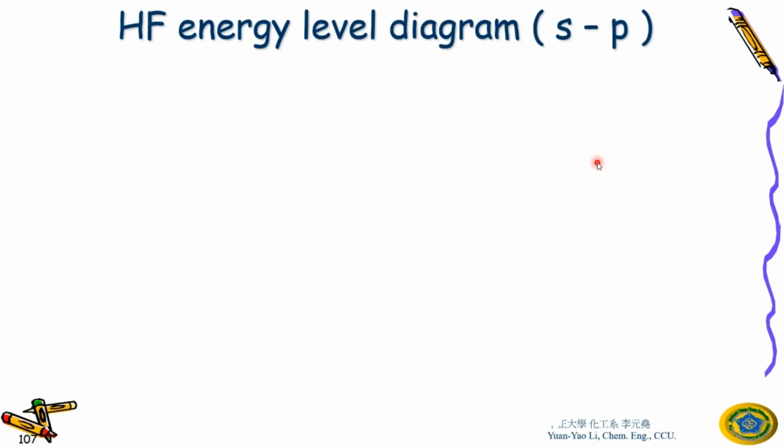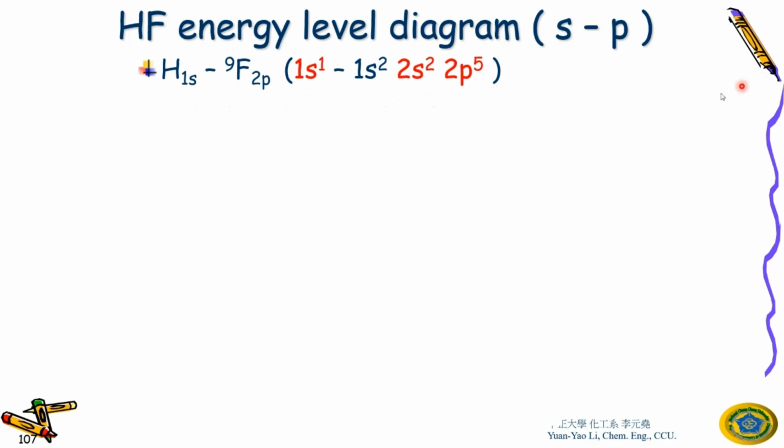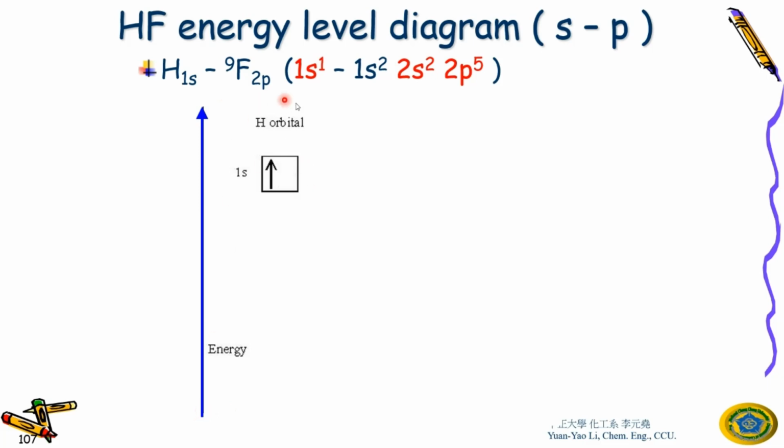Let's make an example of hydrogen fluoride. For hydrogen fluoride, the energy level diagram is S and P, right? So fluorine is 1s2, 2s2, and 2p5. So there are 7 valence electrons. Okay, again, let's write down the energy level diagram from low to high. So this is the hydrogen orbital, which is 1s.